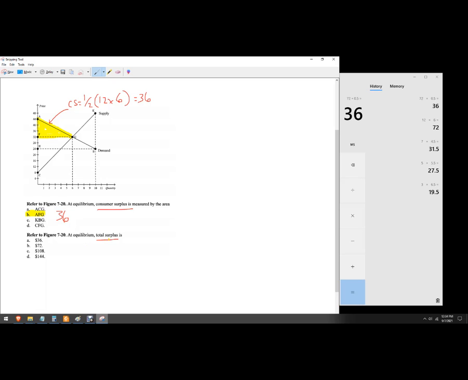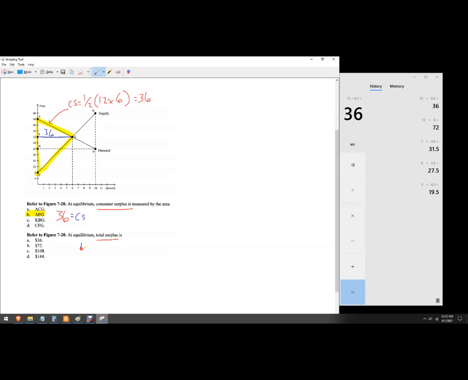Now it says at equilibrium total surplus is. Okay, so you've got a couple different options. We could just go ahead and calculate the entire area here. This is the consumer surplus, and then this is the producer surplus. The producer surplus is the area above the supply curve, but below equilibrium price. So you could do that whole triangle. Since we know that this part of the triangle is 36, I'm just going to calculate the producer surplus and then add it to the consumer surplus, but you can do it either way. It doesn't matter, whatever you're more comfortable with.